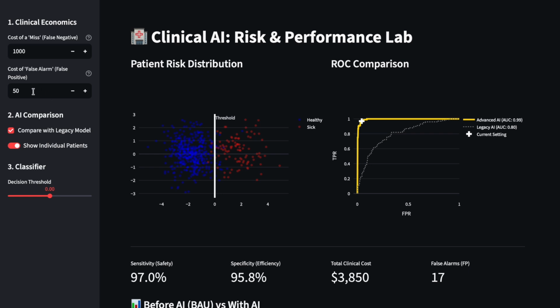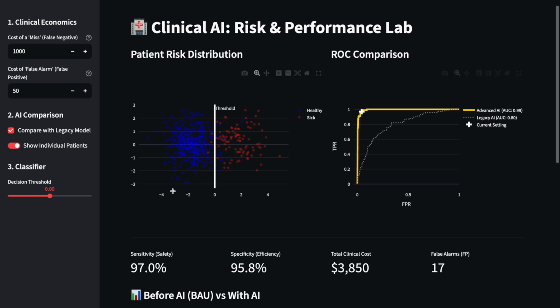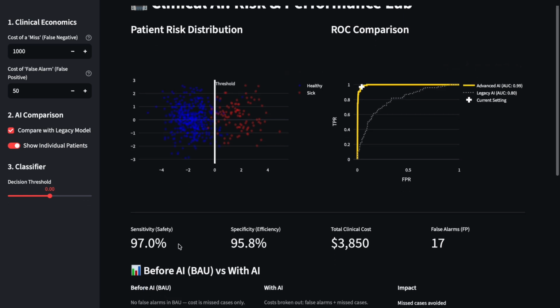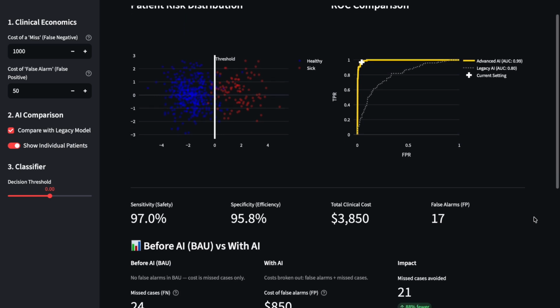So assume $50, and assume this is the legacy model without AI, or an old AI model. This way we can compare different AI models, which is also quite interesting. And this is what we choose regarding our threshold. So our threshold is here, for instance, and this is our metric. So it's a pretty good case. Assume our model is good.